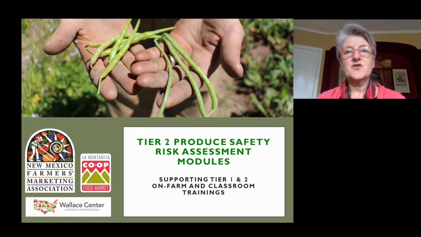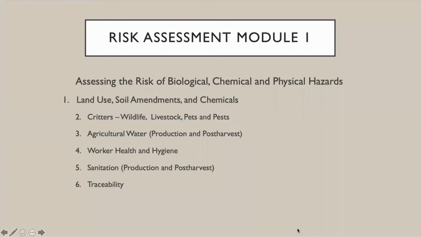In this series of training modules, which are designed to support the New Mexico Tier 1 and Tier 2 on-farm and classroom trainings, we discuss how to conduct a thorough food safety risk assessment of your farm. We begin with the land you grow on, its history, how you are using it now, and the soil amendments and chemicals that you use to build soil and feed and protect your crops.